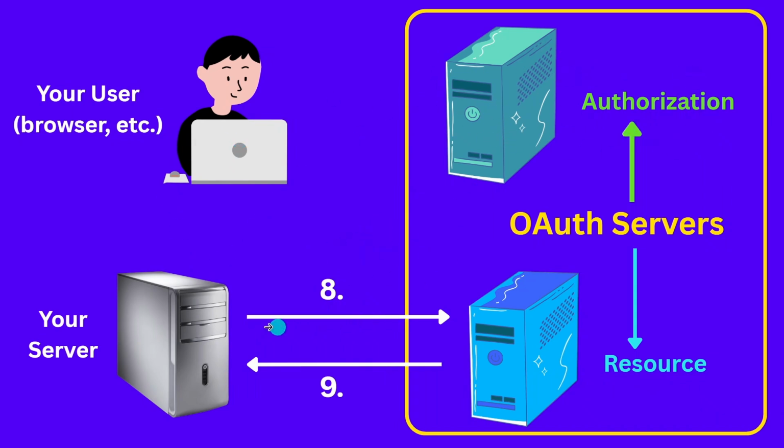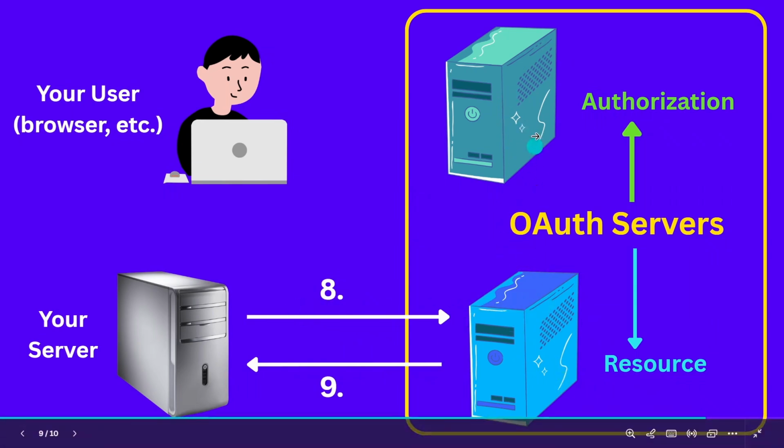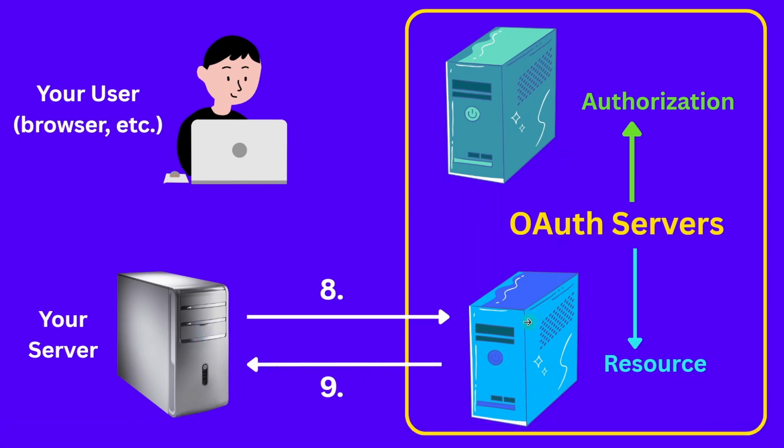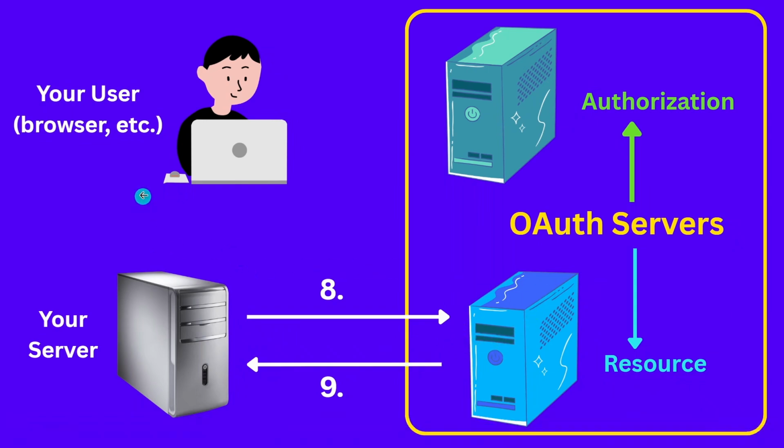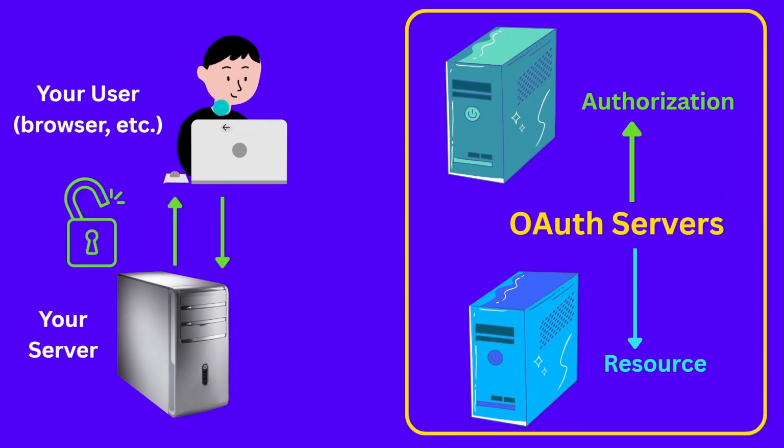Okay, so whenever this resource server receives the access token, it is going to verify with the authorization server if the access token is actually valid. If it is valid, then it is going to respond to our server with the user's details. If it is not valid, then it is going to return with an error. Okay, so after getting the user's details from the resource server, then we can now grant access to our user to access whatever protected route that we have on our own application.